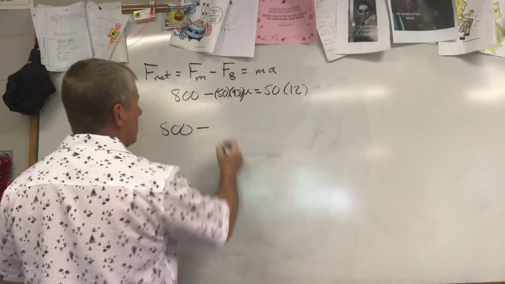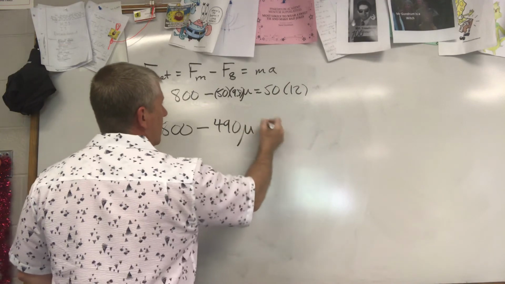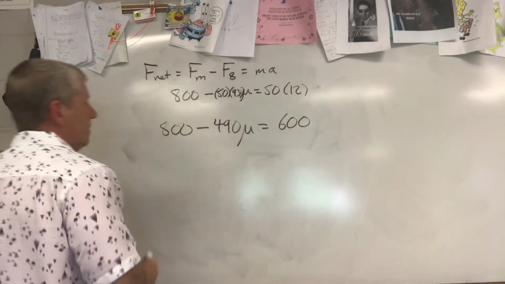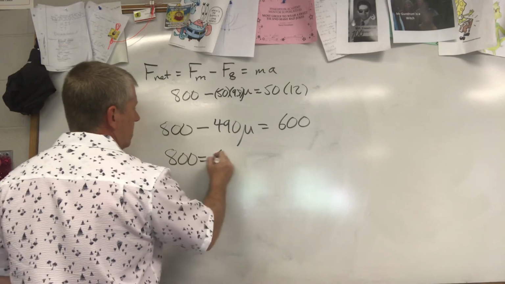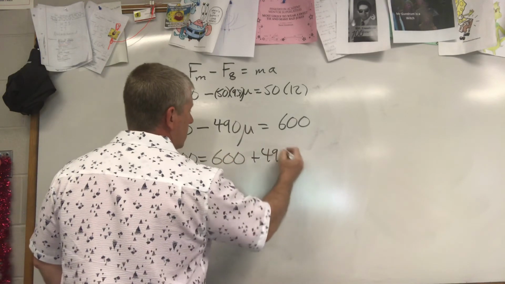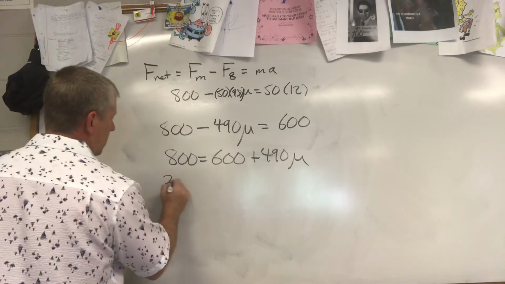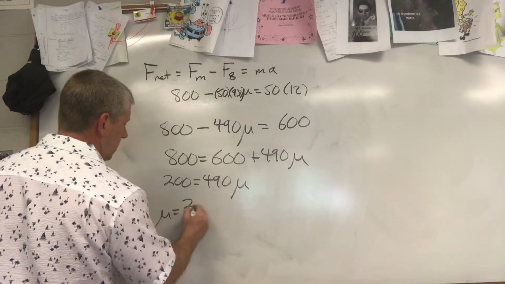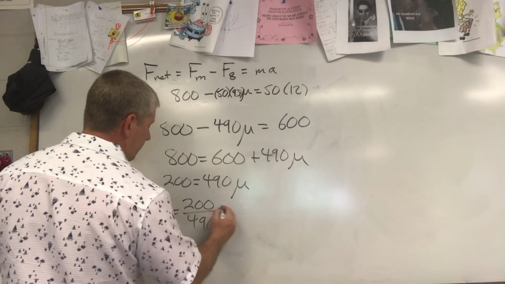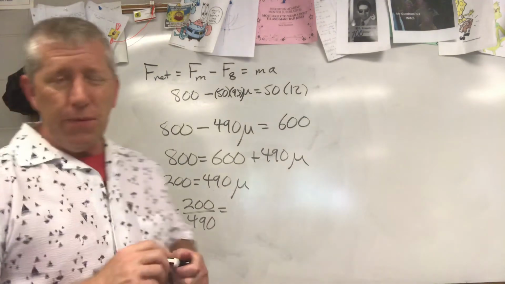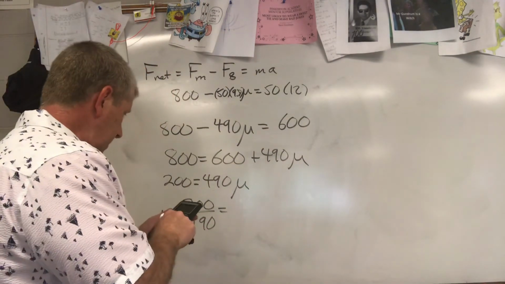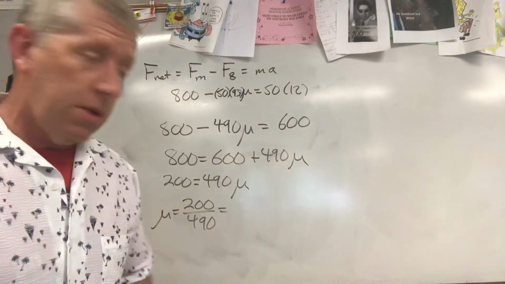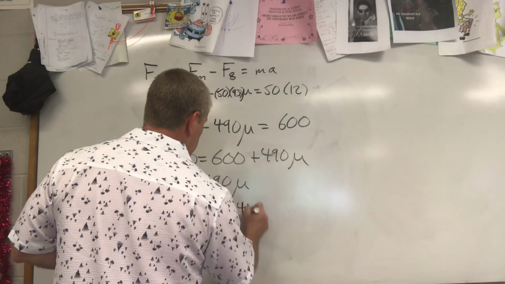minus 50 times 9.8 is 490 mu, which equals 50 times 12, which is 600. See if we can do this without a calculator. So 800 is equal to 600 plus 490 mu. Okay. 800 minus 600 is 200 is equal to 490 mu. Mu is equal to 200 divided by 490, which is going to be just about 0.4. Just around 0.4, but let's get an exact number on that. 200 divided by 490 is 0.41. 0.41 is our coefficient of friction.